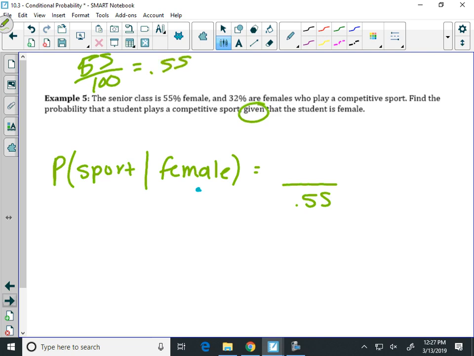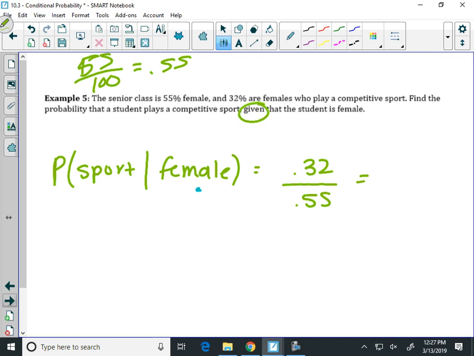What's going to go on the top? Of those females, how many also play a competitive sport? 32. A little hint: that's the only other number in the problem, so it's probably what I'm going to use. What's 32% as a decimal? 0.32. When we have whole numbers, I don't mind if you leave it as an unsimplified fraction. But when it's decimal over decimal, we have to divide. I think if my numbers are in percents, my answer has to be in a percent.